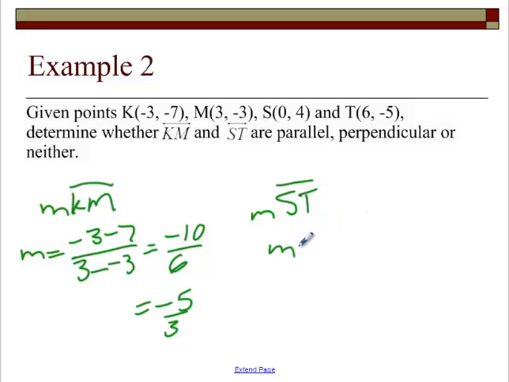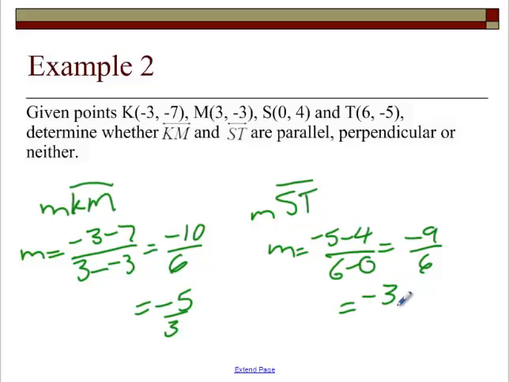Over here, let's find the slope. You got negative 5 minus 4 over 6 minus 0. Negative 9 over 6. When you simplify that fraction, you get negative 3 over 2. They're not the same. They're not opposite reciprocals, so the answer is neither.